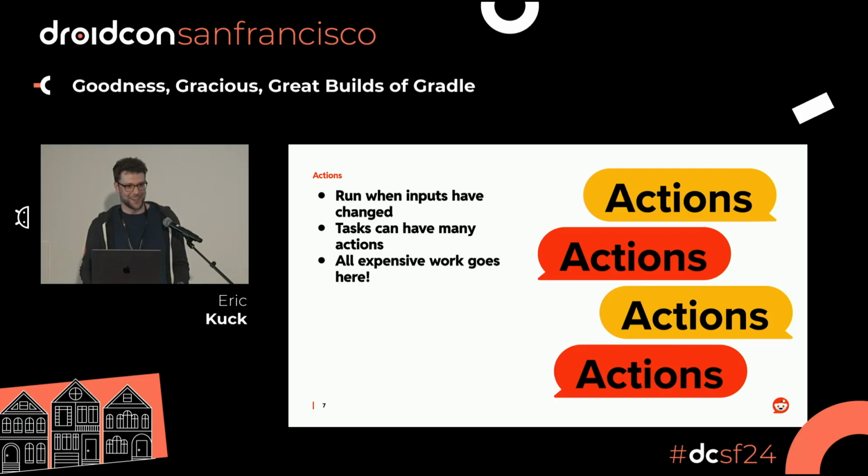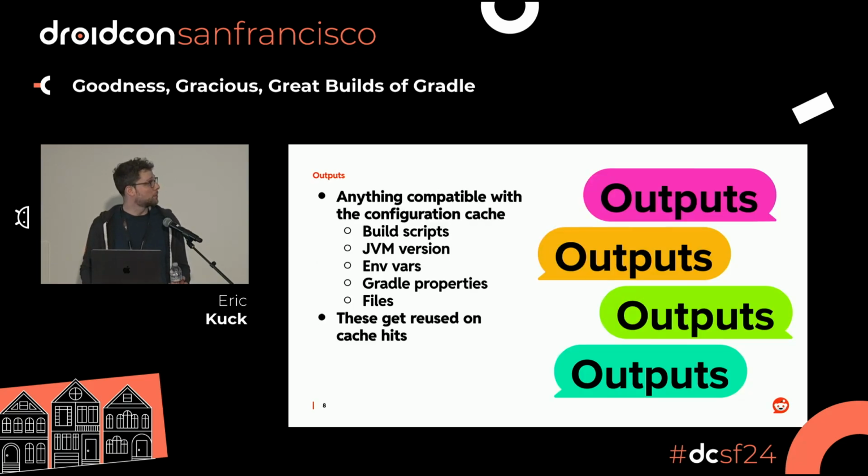Up next, we have our actions. These are what run when inputs have changed or if a cache state is not available. Tasks can have lots of actions, and this is where all your expensive work is going to go. Finally, we have outputs. Again, anything compatible with a configuration cache, which doesn't actually have to be true, but it probably should be. And these will get reused on cache hits.